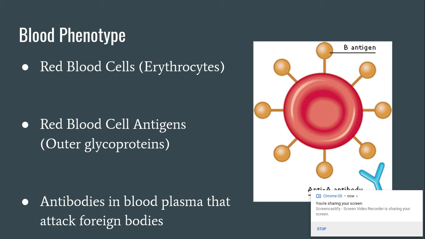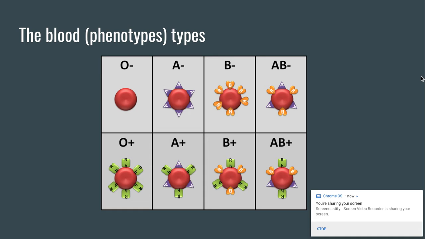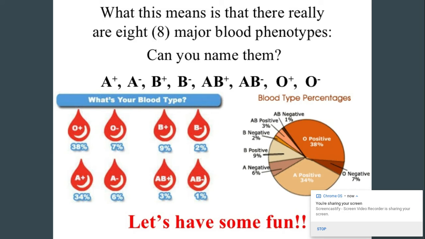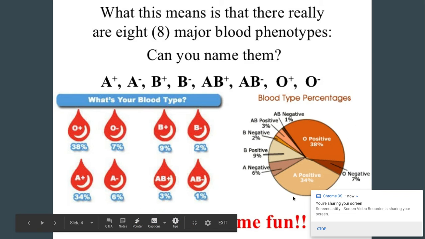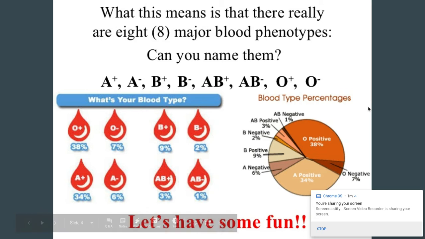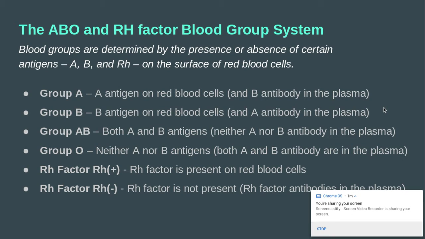So your body recognizes your antigens as friendly. There are 8 different types of blood phenotypes, and here they are. They're very well researched, so you are one of these 8 types. I happen to be O negative. When you look into the types of blood, most people are either O positive. You can look down here in the pie chart. Most people are either O positive or A positive, but there's every single one of these blood types represented in our population. You can pause the slide and look at this.